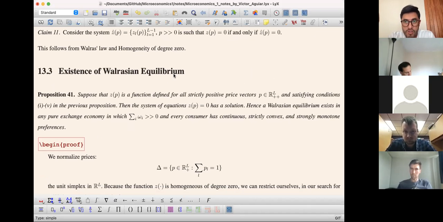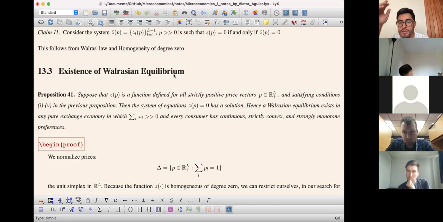What does it mean to have a solution? It means that there is a price such that Z evaluated at that price is equal to 0. It doesn't mean that there exists only one price. It means that there exists at least one price. Now, we don't care anymore about less than or equal to 0 because we are assuming strong monotonicity, right?